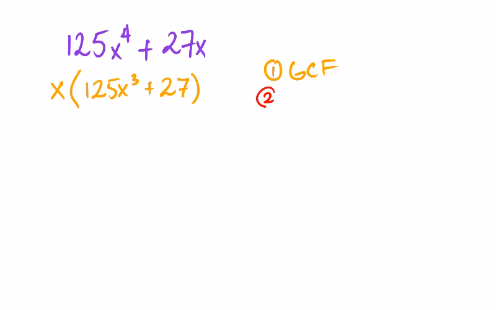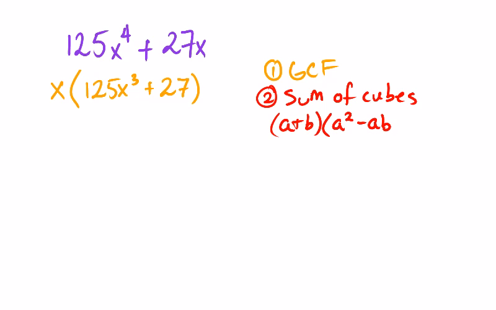So we can factor by doing a sum of cubes, if you're looking inside the parentheses. And the formula for that looks very similar: a plus b, and then a squared minus ab plus b squared. And that is the formula that we're going to use inside the parentheses.